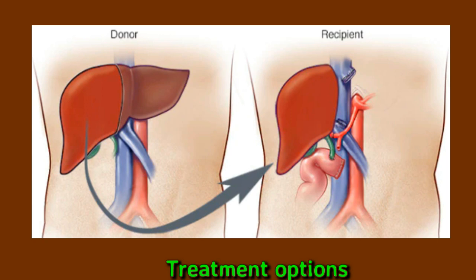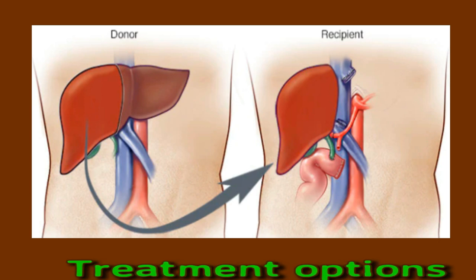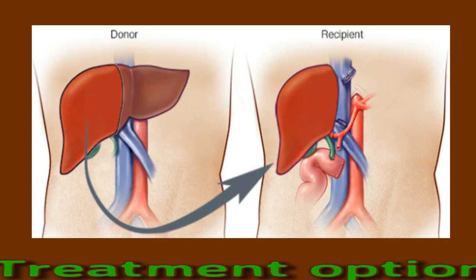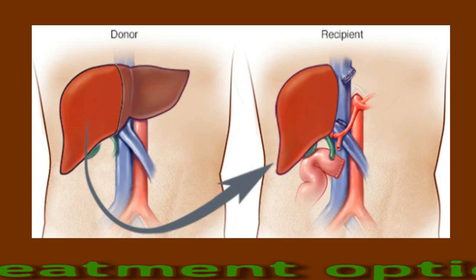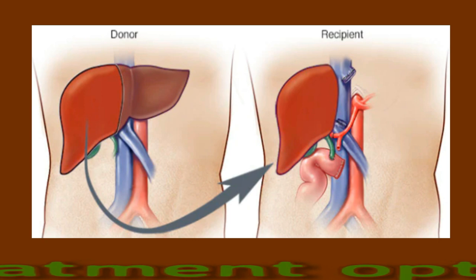Liver dialysis. A person in the later stages of liver disease may require liver dialysis. This process attempts to remove the toxins from the bloodstream, which the liver is unable to do. Liver transplant. In cases of end stages of liver disease, a person may require a liver transplant. This procedure is extremely complex and relies on the availability of a suitable donor.